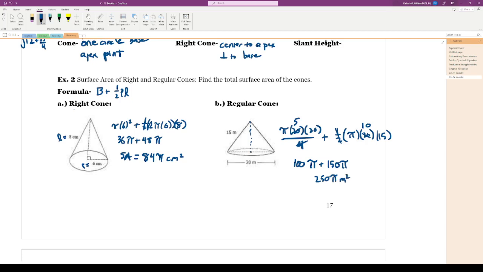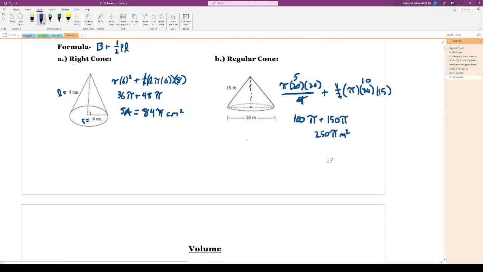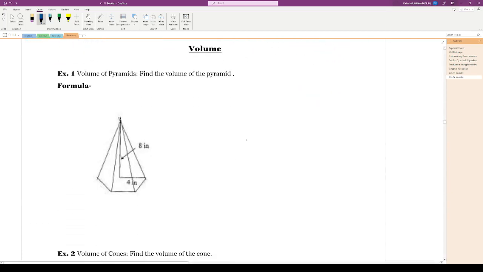So that's pretty much what there is to surface area. The same formula that you've seen before in math is the same formula we're using here, and it's a pretty simple one. It's just the idea of adding up those areas. Volume, you've also seen before, I believe.